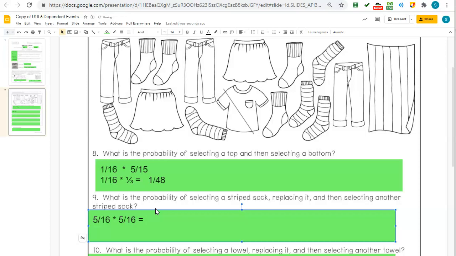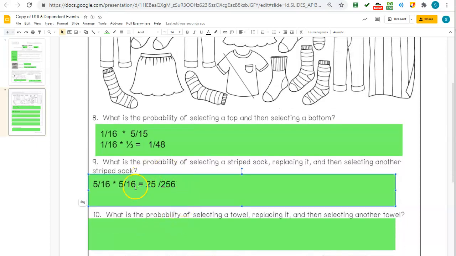So that is 25 out of, and again, 16 times 16. If you don't know it, pause the video, work it out. 25 out of 256. Now that is almost 25 out of 250, so that is very close to 1/10. It's a little bit less than 1/10.